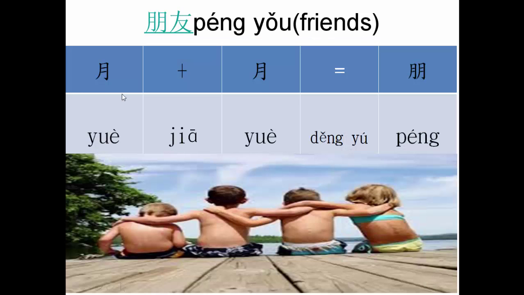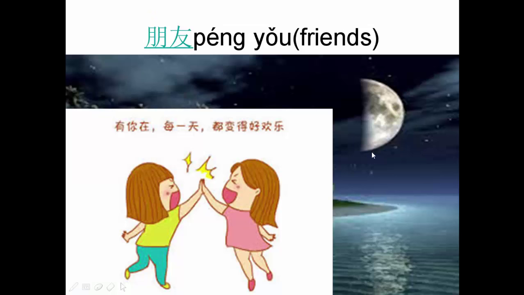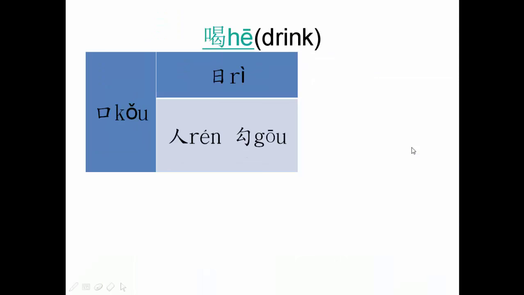Okay, so 朋 is combined by two moons. The first moon and then the second moon. If we combine two moons together, it becomes 朋. Why? Because here is one moon, here is one moon, and here we got a reflection of the moon. So we got two moons. Okay, 朋. The last one is 喝.